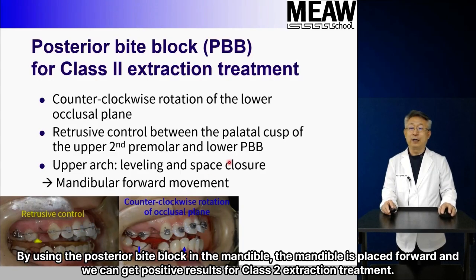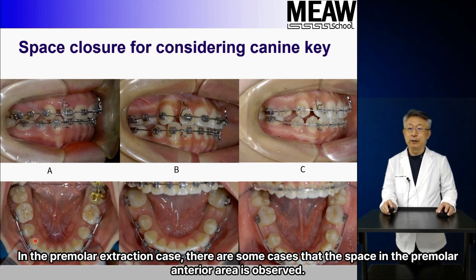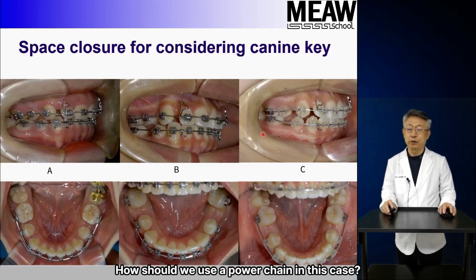By using the posterior bite block, the mandible is placed forward and we can get positive results for Class 2 extraction treatment. In the premolar extraction case, there are some cases where space in the premolar anterior area is observed. How should we use a power chain in this case?